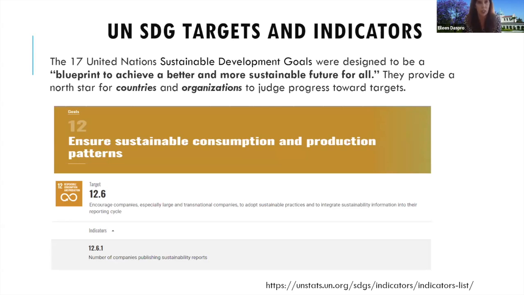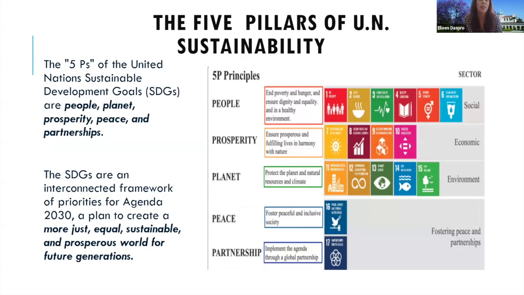and then of course, a number of targets associated with the overarching goal. And again, emphasizing that the United Nations Sustainable Development Framework's purpose was to articulate an international blueprint by which we could achieve a better and more sustainable future for all, not only for countries, but also for organizations, and to judge our progress towards meeting that goal for 2030.